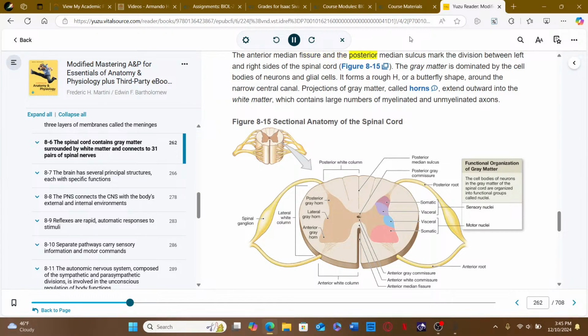The anterior median fissure and the posterior median sulcus mark the division between left and right sides of the spinal cord, figure 8-15. The gray matter is dominated by the cell bodies of neurons and glial cells.